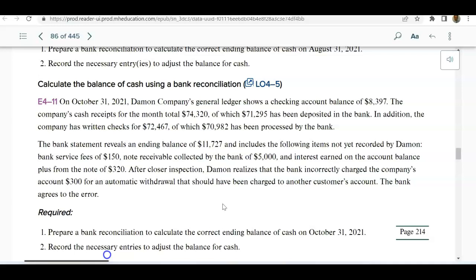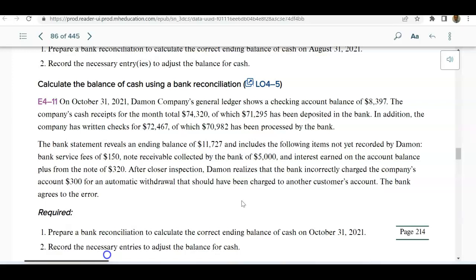The bank statement reveals an ending balance of $11,727. So that's where you start your bank reconciliation for the bank balance, $11,727, and it includes the following items not yet recorded by the company: a bank service fee of $150, a note receivable collected by the bank of $5,000, and interest earned on that account balance plus from the note of $320. So the collection is $5,000 plus $320 interest on the note.